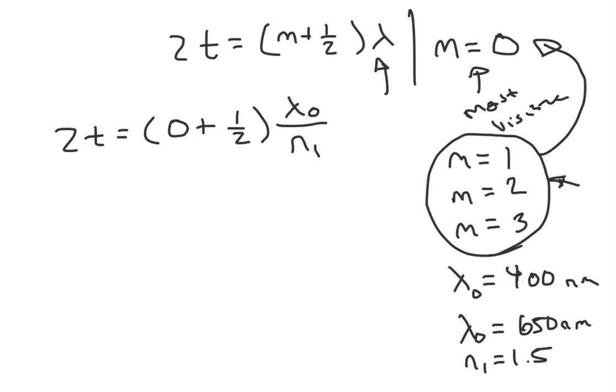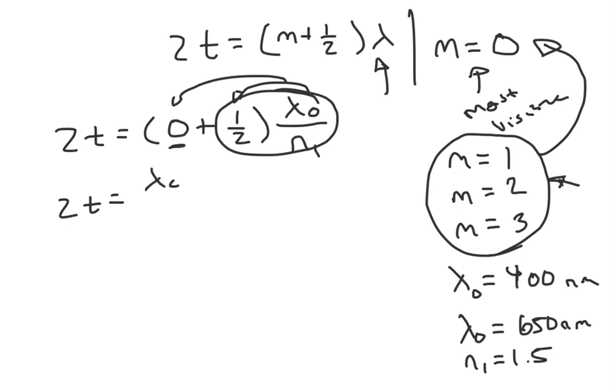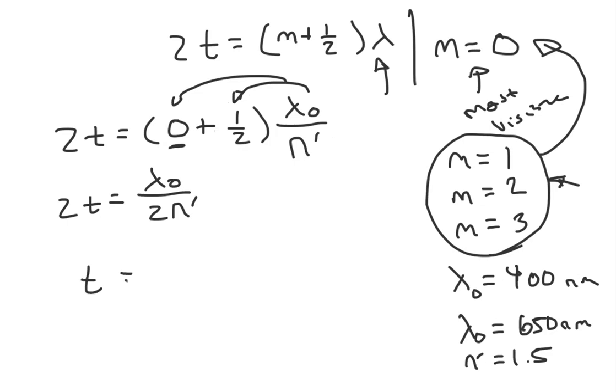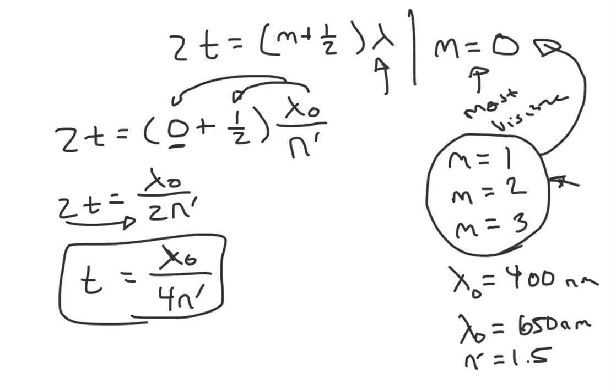So what do we do here? This has to multiply in. When it multiplies by 0, that's going to be 0, so really it's just going to be lambda naught over 2 n prime. I wrote that as n1, I meant n prime. And then you solve this for thickness. So thickness is lambda naught over 4 n prime, since this 2 comes down and multiplies with this 2, and this is the thickness equation. Does that make sense? And then all you do is put the numbers in there.